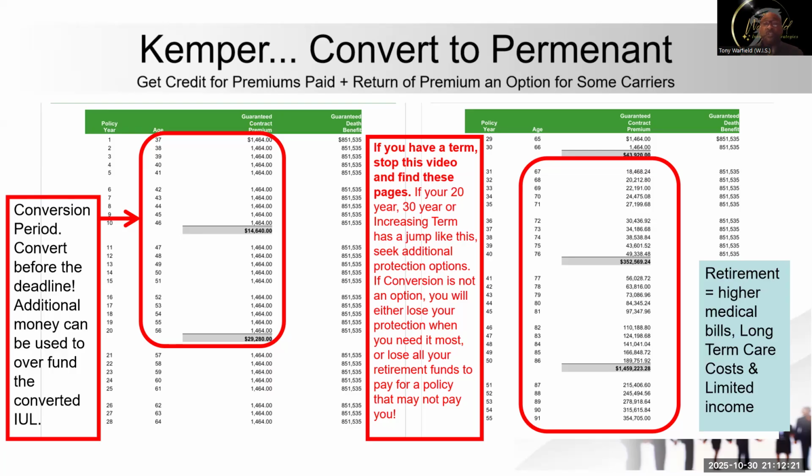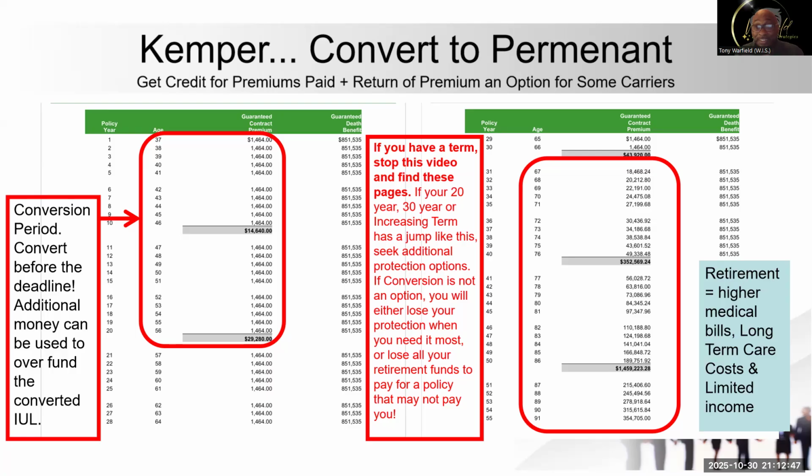So we want to make sure that if your policy can be convertible, that you convert it. However, if your 20-year or 30-year term, increase in term has a jump like this, you want to seek additional options. If the conversion is not an option, you will either lose your protection when you need it most, or you will lose your retirement funds to pay for that policy that you will never be able to use.